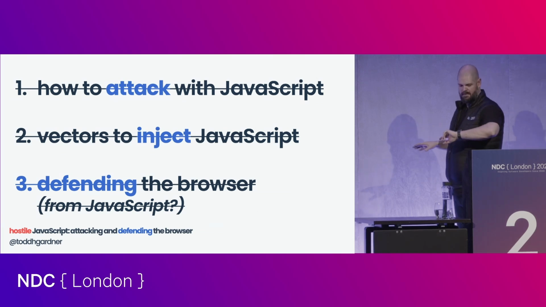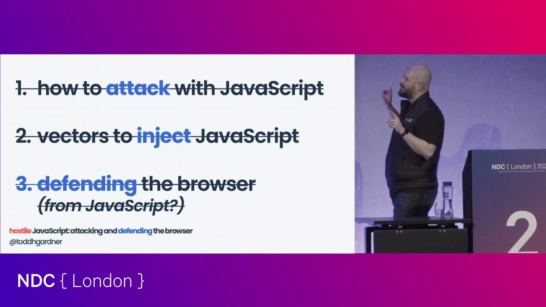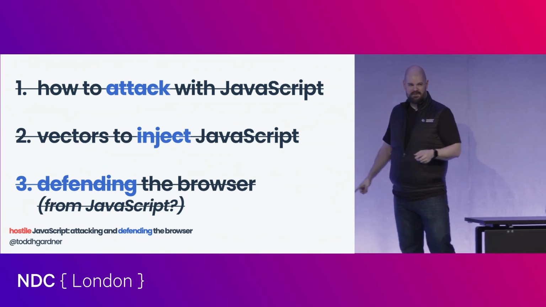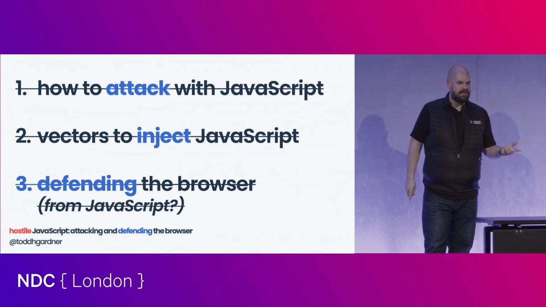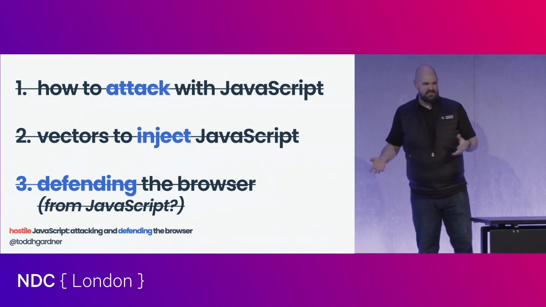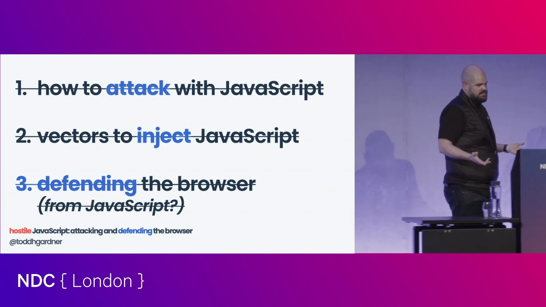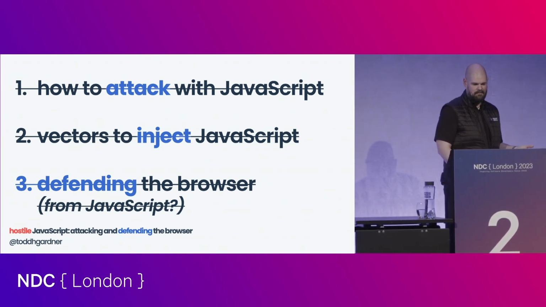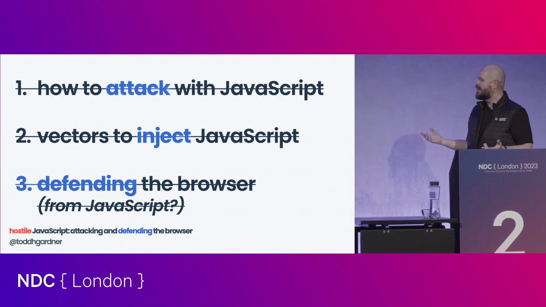So today, I think we're wrapping up. I showed you some ways we can attack with JavaScript, some boring ones that get used a lot, and some fun, exciting ones that are kind of terrifying, some vectors to inject it, and then some ways to protect it. And I hope you got something out of this. I hope you have some ideas.